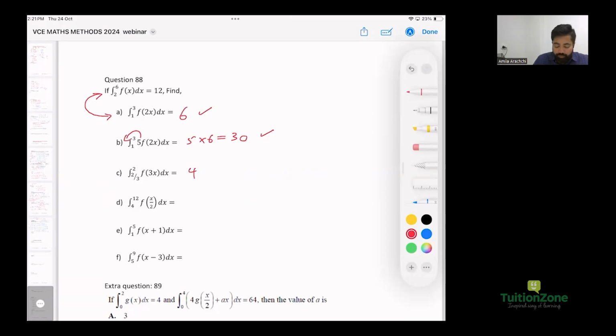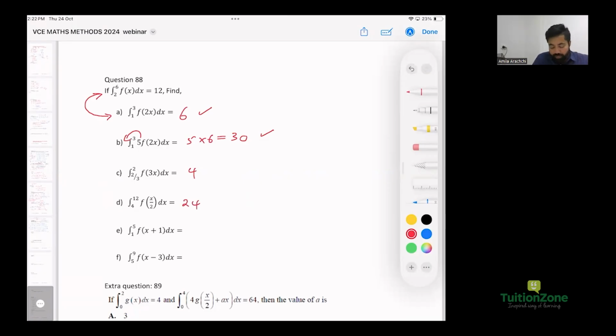How about the D? What's your dilation? 2. Oh, you're there. I thought you lost the connection. Yeah, what is it? It's 2 from the y-axis. So what's going to be the answer? 24. Sounds good. Perfect.